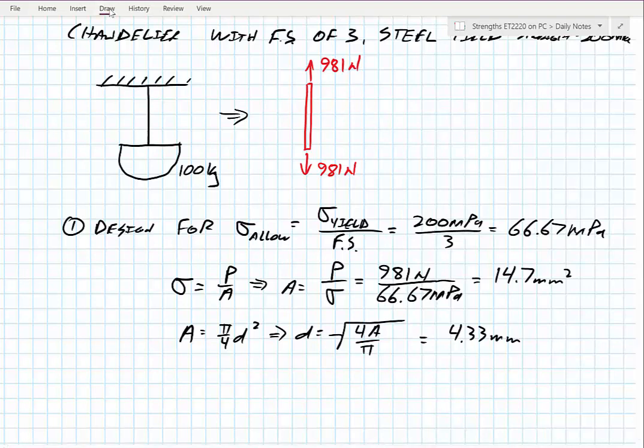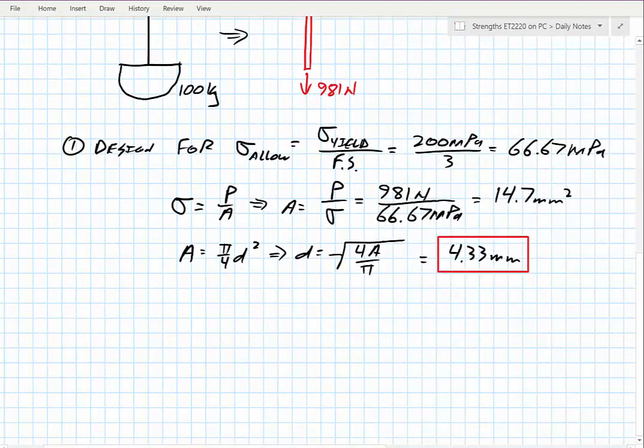Now, one thing you cannot do, and mathematically you could probably see this pretty quick, is solve the whole problem like you would have without a safety factor and say, well, I have a 4.33 millimeter diameter cable, I want a safety factor of 3, I'm just going to multiply that 4.33 times 3, or whatever answer you would have got. It doesn't mathematically quite work like that.